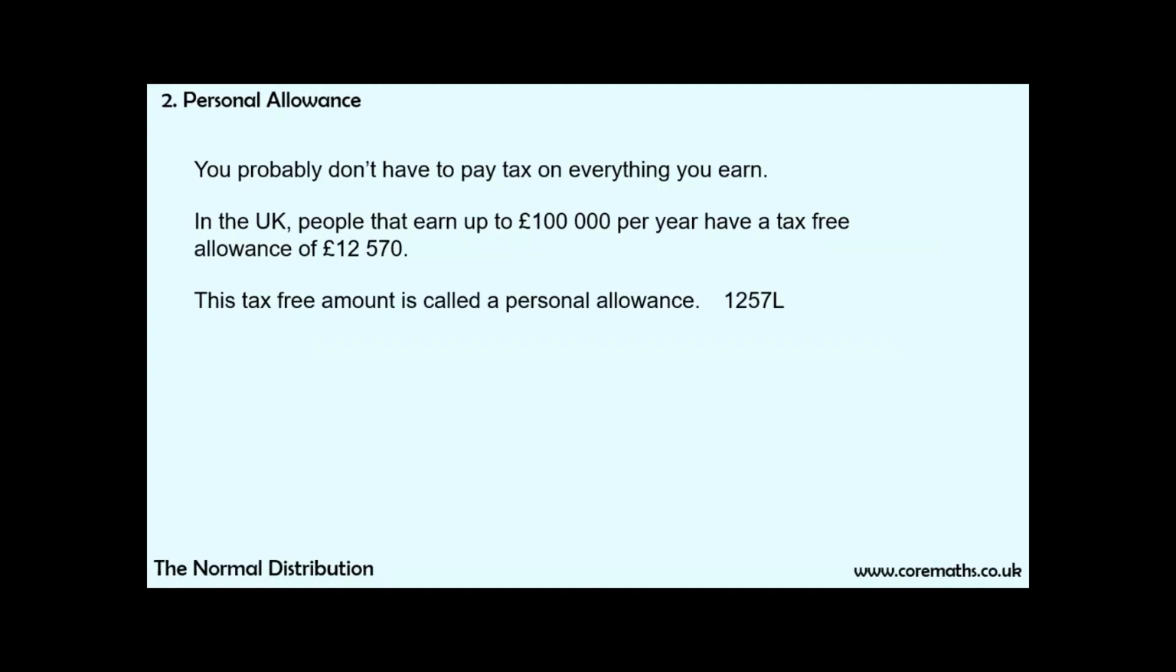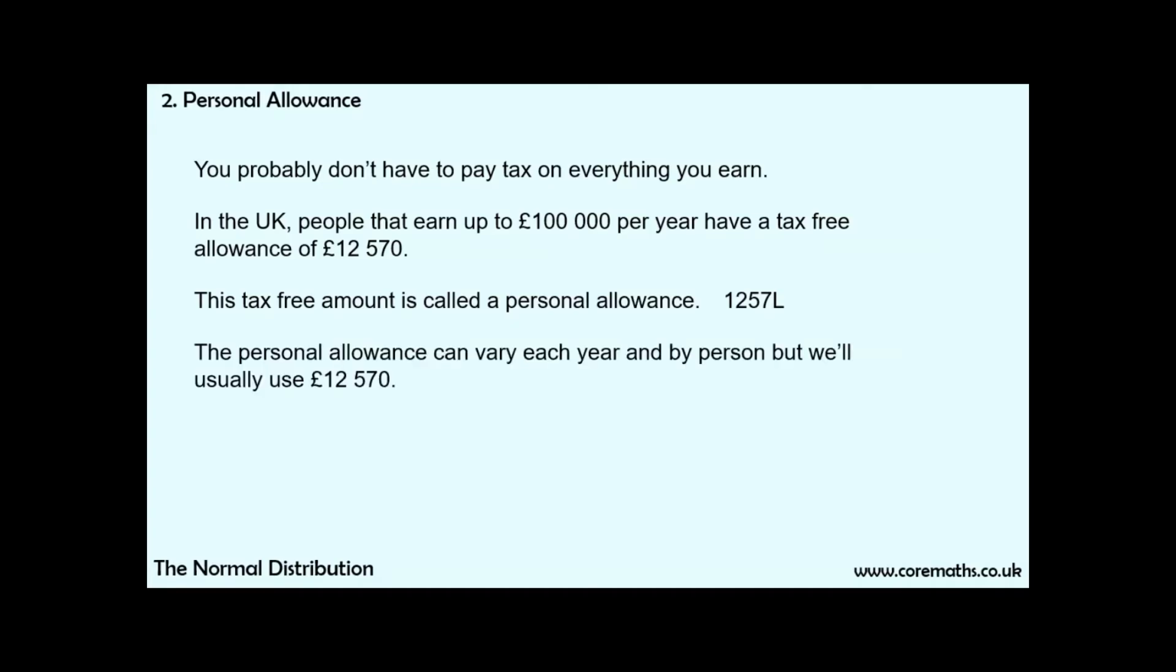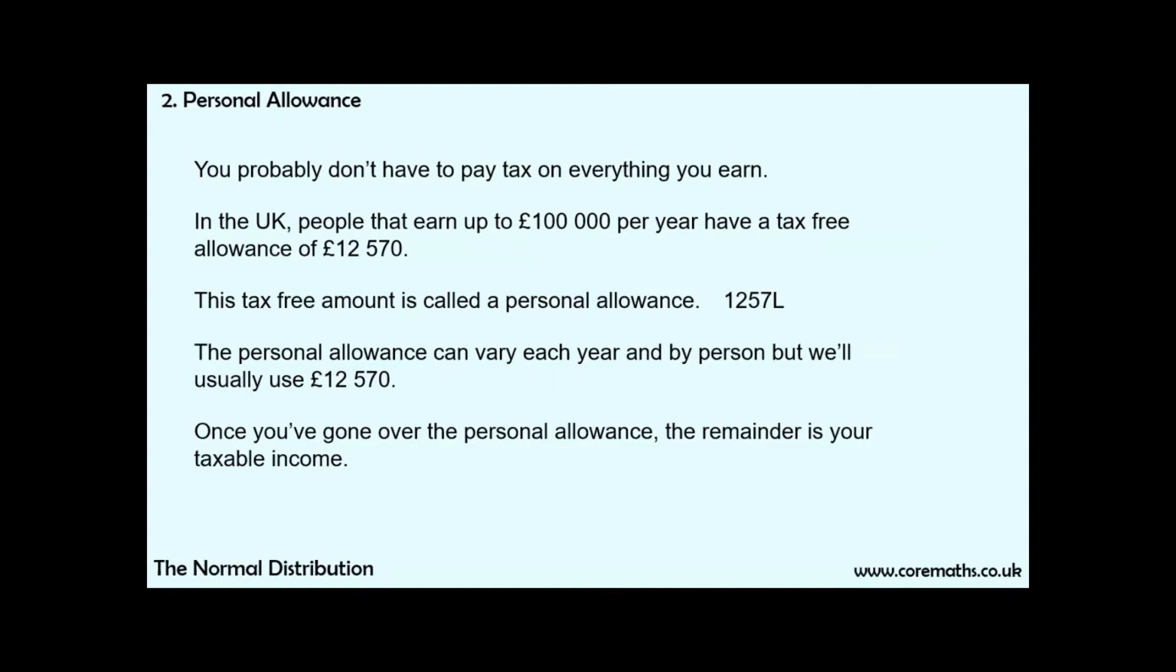When you get a job and it gives you a pay slip, you'll see a tax code on it. So £12,570 would be shown by the tax code 1257L. And if for some reason your personal allowance is different, then that code will tell you what your personal allowance is. So the personal allowance does change year by year and depends on the person as well. But for the majority of people, and again, remembering that we're trying to keep things fairly simple in core maths, once you've gone past the personal allowance of that 12,570, which is going to be the case for most people, the remainder after that's called your taxable income.